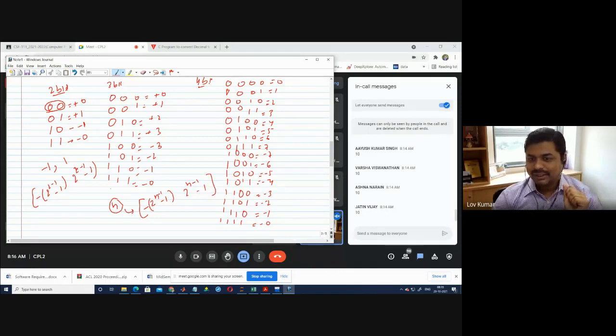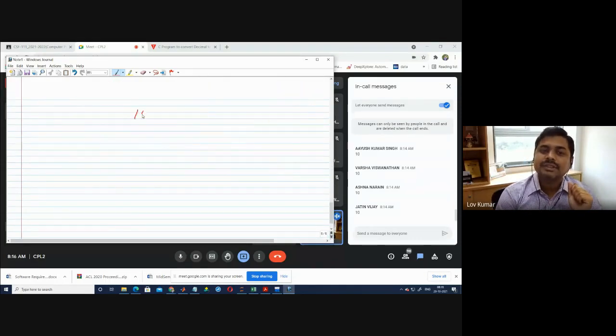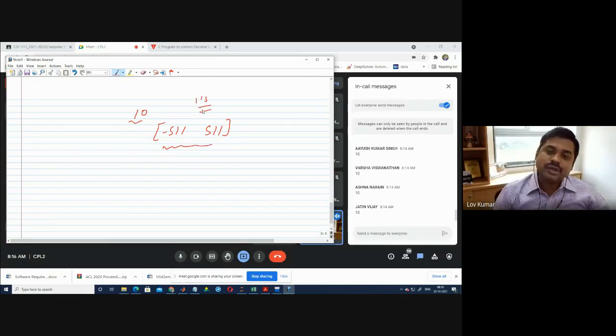So, for example, if you have a 10-bit number, what is the minimum value you can represent? Minus 511. And the maximum value? Plus 511. If we write in 1s complement, then in this case the range of the number is minus 511 to plus 511.